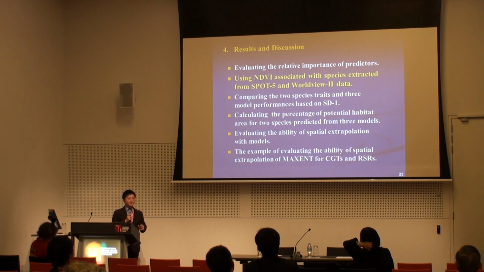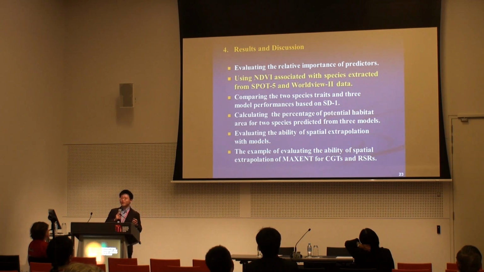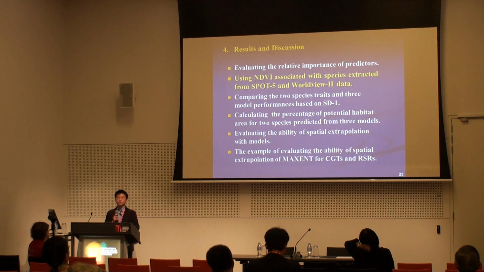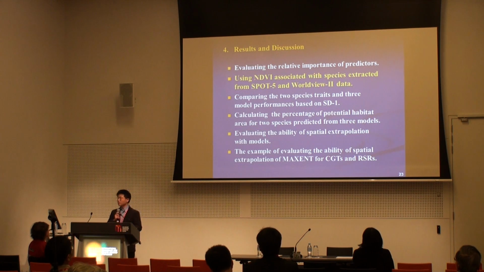I prefer to divide my study results into 6 parts. That includes evaluating the relative importance of the predictors, using the NDVI associated with the species extracted from the SPOT5 image and the WorldView 2 image data, comparing the 2 species' traits and the 3 models' performance based on the SD1, and calculating the percentage of the potential high area. And of course, we will evaluate the spatial extrapolation with the 3 models. Finally, I will show an example of the prediction map.